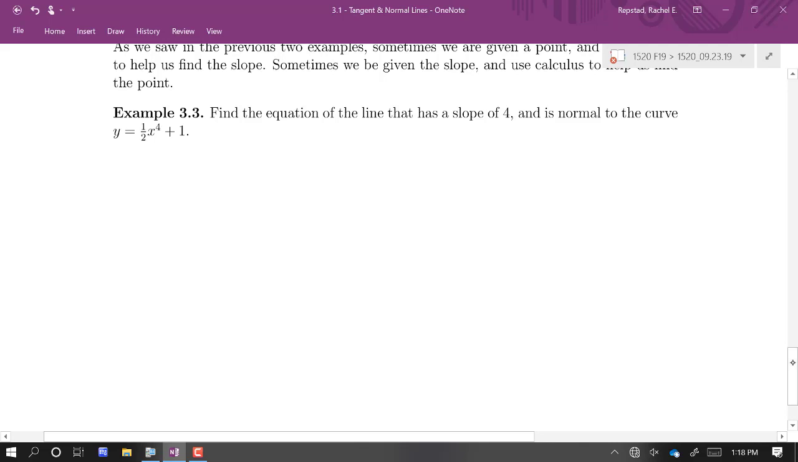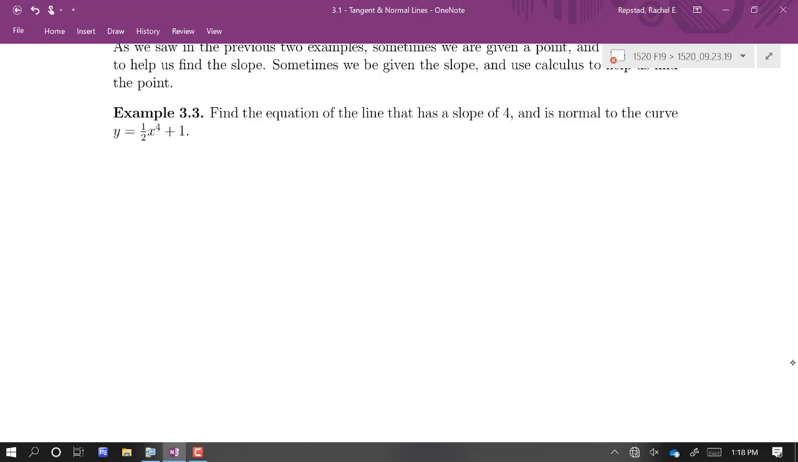This asks us to find the equation of the line that has a slope of 4 and is normal to the curve y equals 1/2 x to the 4th plus 1. So what's different? What do you notice? We have the slope. They gave us the slope. What didn't they give us? The point. We're going to use calculus to help us find the point.